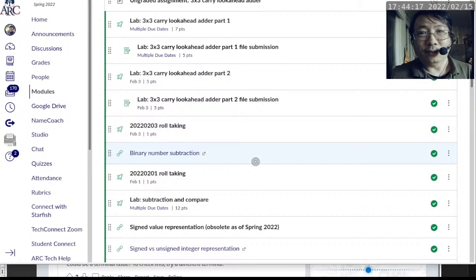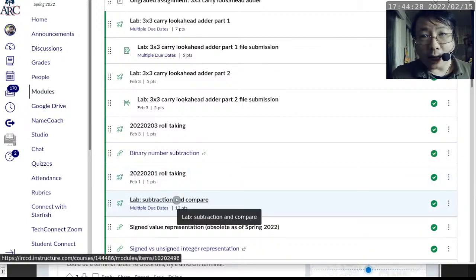That's pretty interesting stuff. All right, so here we have the lab from last week. I think it was this one.